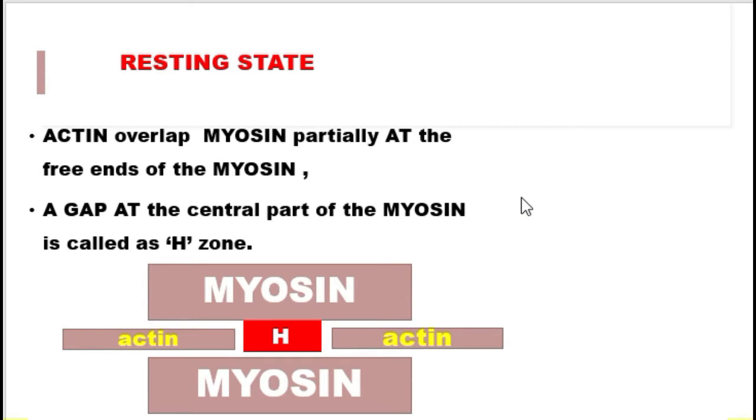At the resting state, what would be the nature of actin and myosin? You can see here actin overlaps myosin partially at the free ends of myosin. This region is the thick protein called myosin, and below it is another myosin. In between, the thin protein actin is present. At the center of these thin actins there is a zone, we call it H zone, which seems to be light. At the center of this H zone there is a midline, we call it M line.